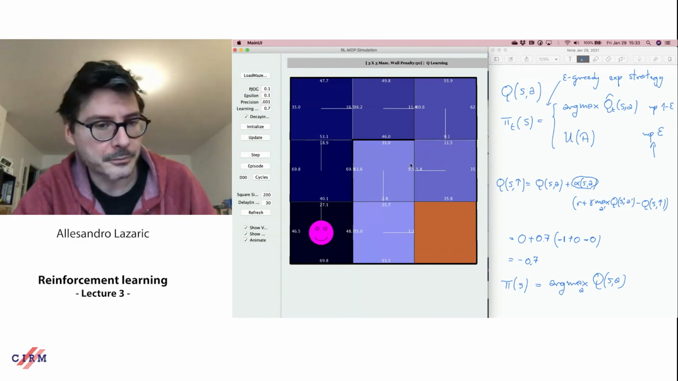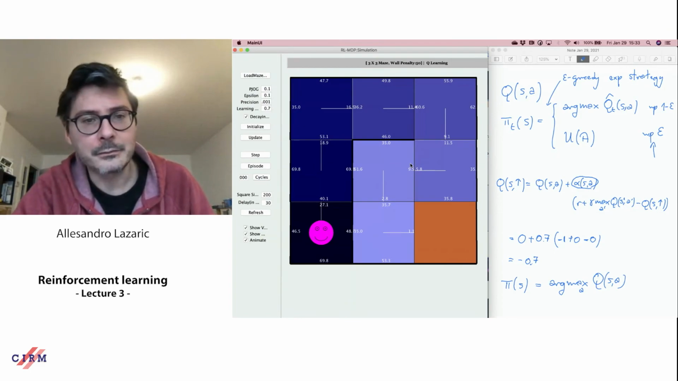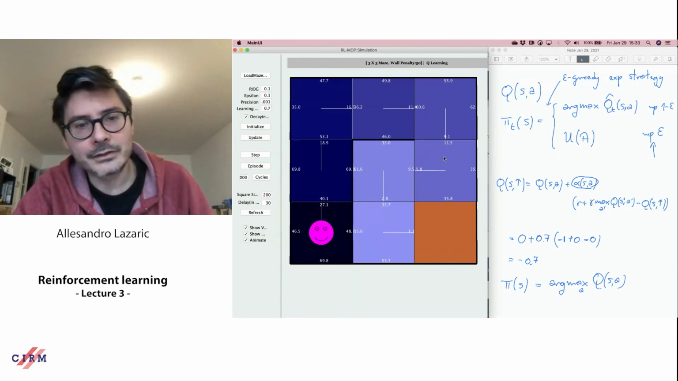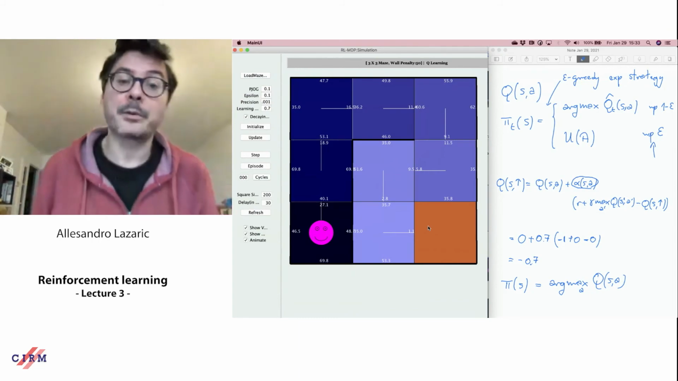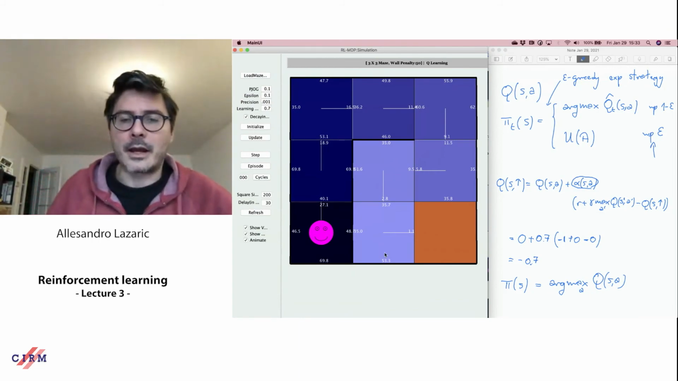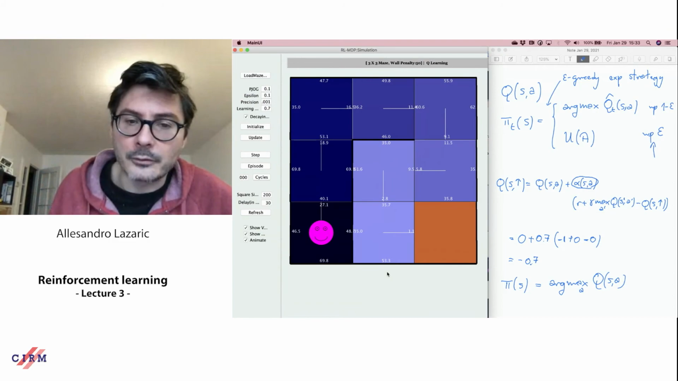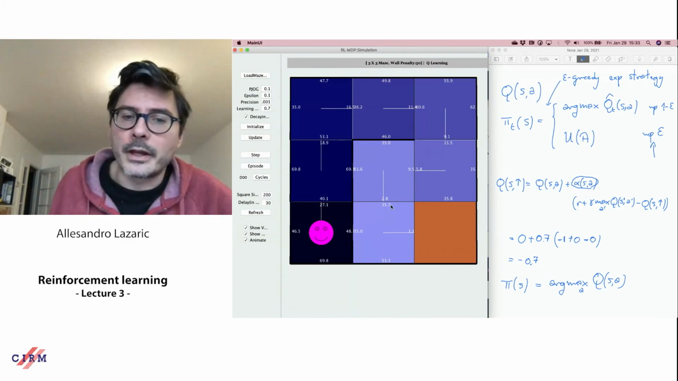This is one option. There is another option, which is less nice, which is I confidently go down here, and then it happens that I go right, and in that specific realization, I bump against the wall, and I do not reach the goal. Then I might start questioning whether this is that good an action. Maybe the good action is going up again.